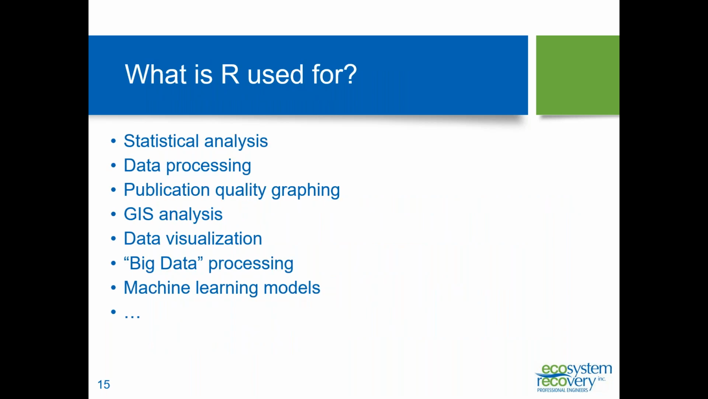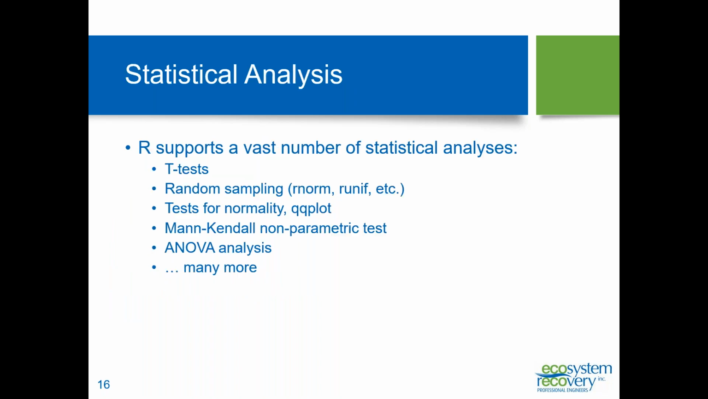So as I mentioned, what is R used for? Lots of things, including statistical analysis, data processing, including sort of big data processing, publication of very nice high quality graphics, including for papers and journals and reports and things like that. You can do a lot with GIS directly in R, data visualization, all sorts of things, machine learning models, etc. So it's definitely developed far from just the baseline statistics program that it maybe once was.